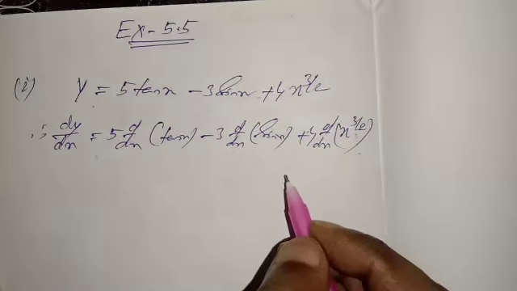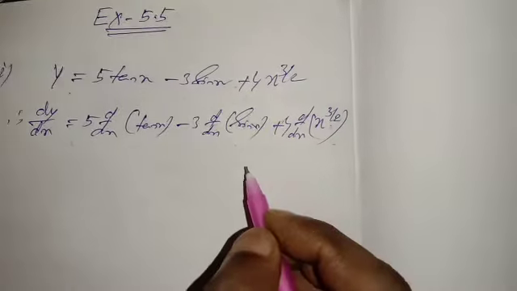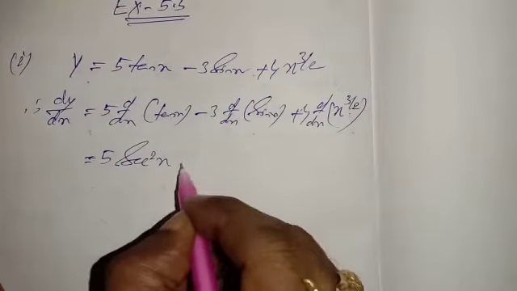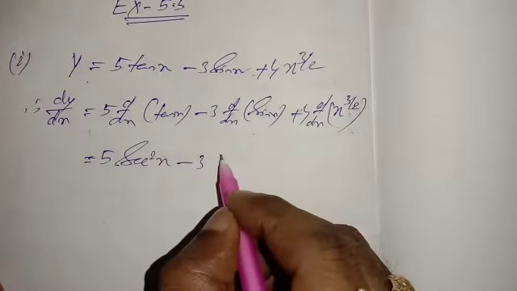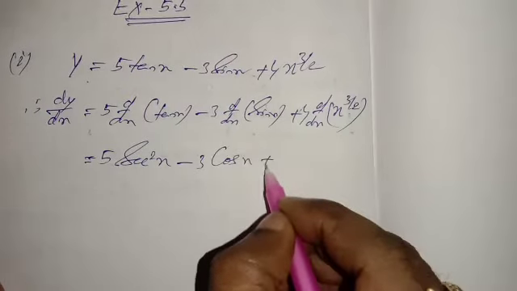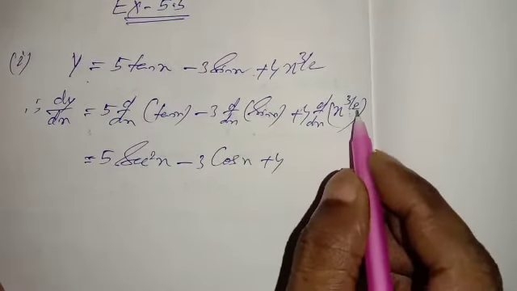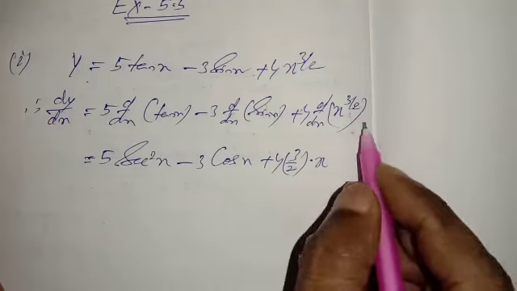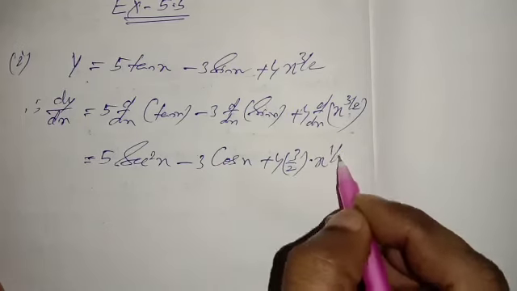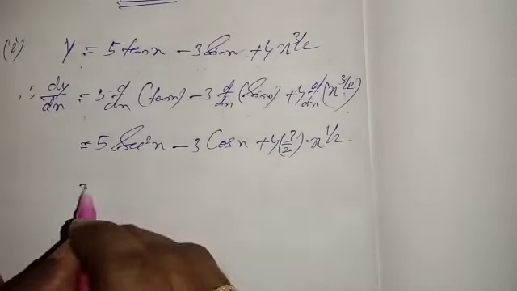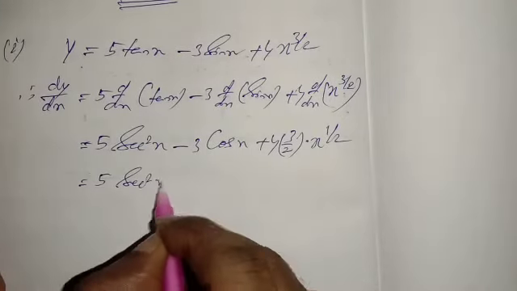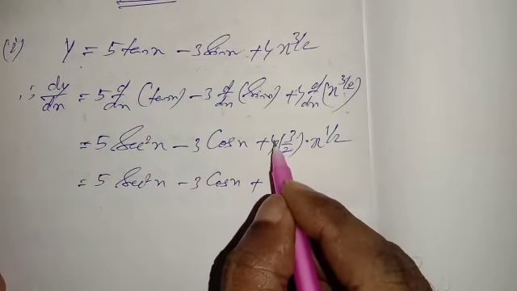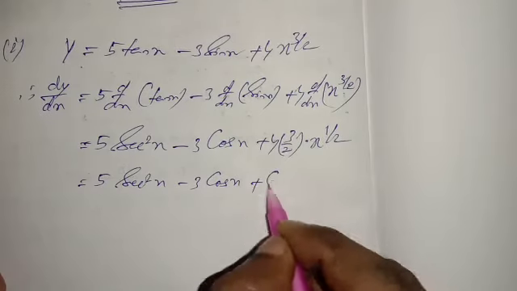Now tell me one by one. What is the derivative of tan x? The derivative of tan x is sec square x. That means this is 5 sec square x. The derivative of sin x is cos x, plus 4, the power of x is 3 by 2. It will come here: 3 by 2 into x to the power 3 by 2 minus 1. 3 by 2 minus 1 means it should be 1 by 2. So what is the final result? 5 sec square x minus 3 cos x, 2 cancels with 4, and 2 times 3 is 6 root over x.